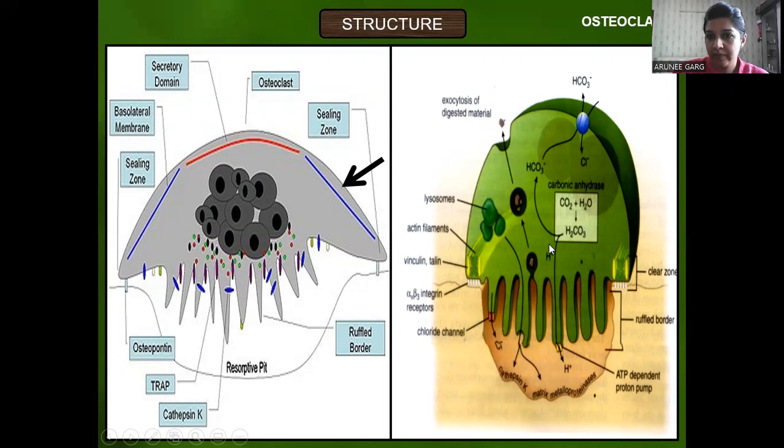Now, these are the chloride channels and hydrogen channels which are present here. The hydrogen ions and the chloride ions are secreted in the resorption bay or the Howship's lacunae. Also, the matrix metalloproteinases and cathepsin K help in digestion of the collagen fiber here and cause the resorption of the bone.